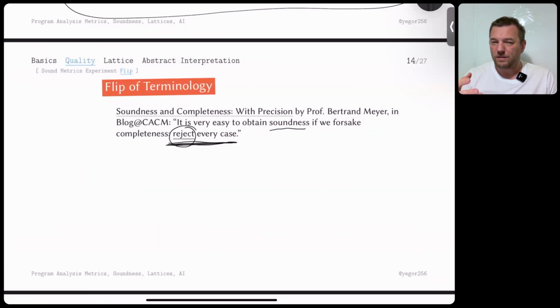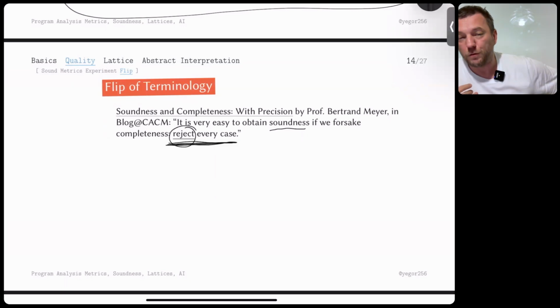Reject means, in terms of static analysis, that you say we don't like this program, we reject this software. It means that we say there's a bug. So it's kind of the opposite. It was very confusing for me, to be honest.